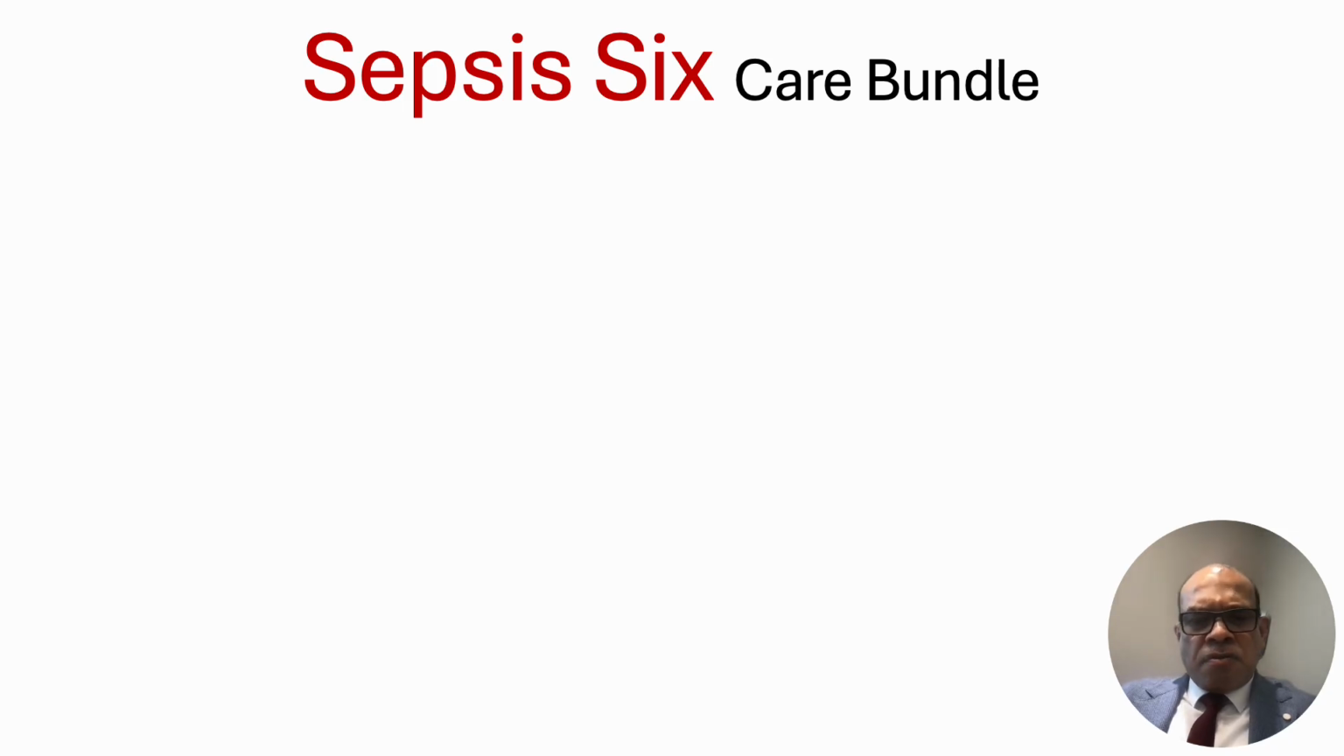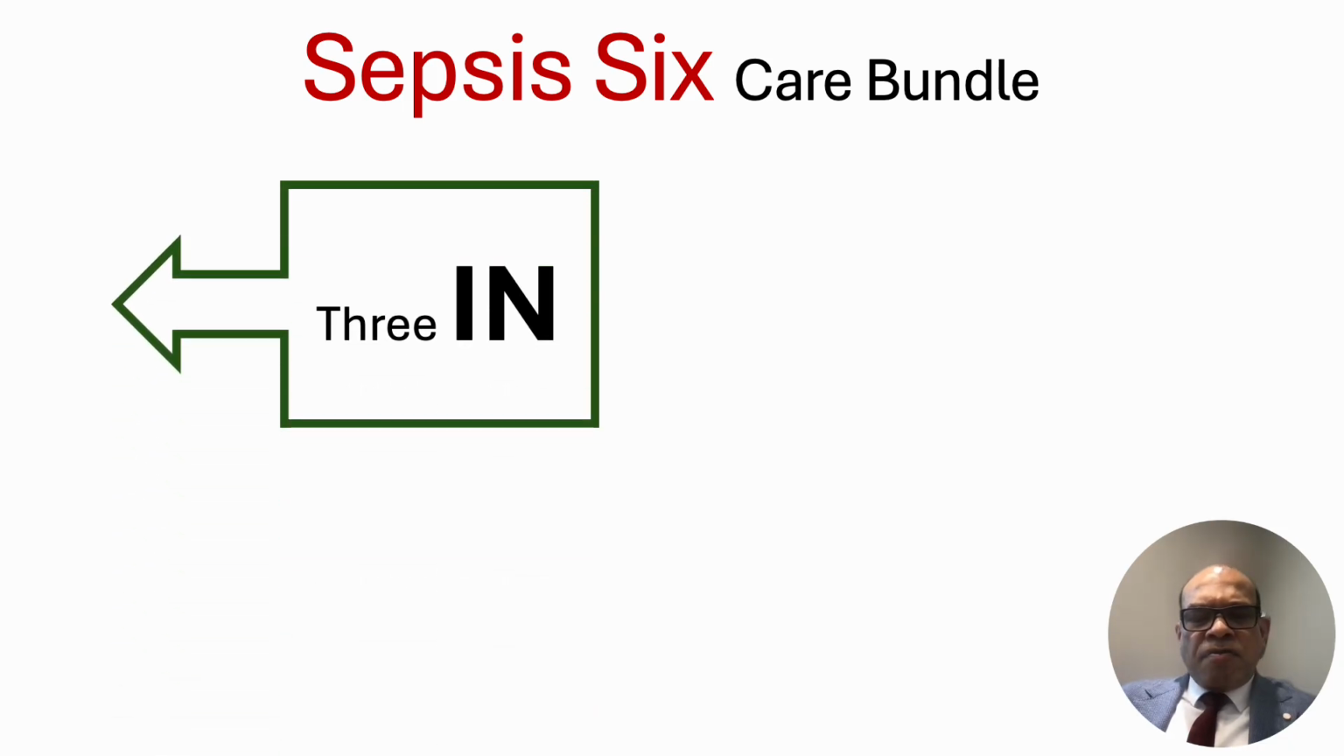It saves lives and it has to be immediate, within the first hour. So there are 3 things that we have to give in, 3 things out. In is oxygen immediately, high flow oxygen, about 10 to 15 liters, because there's increased tissue metabolism and oxygen demand. If you don't give immediate oxygen, there is increased risk of anaerobic metabolism and lactate formation.